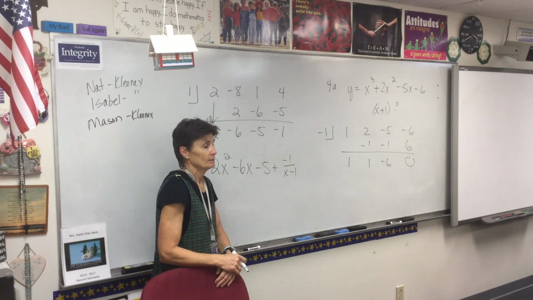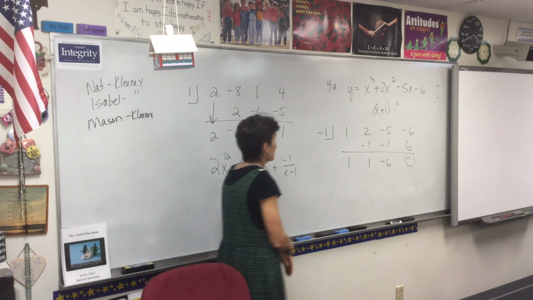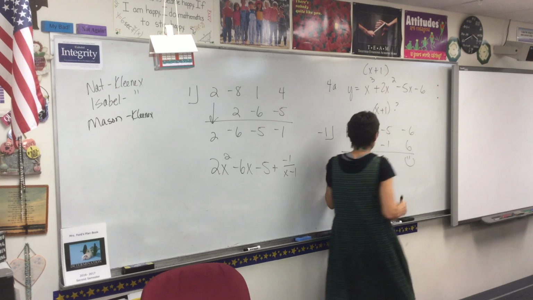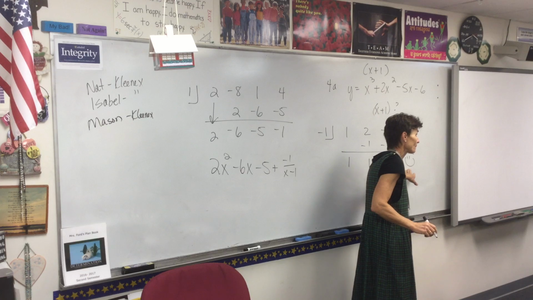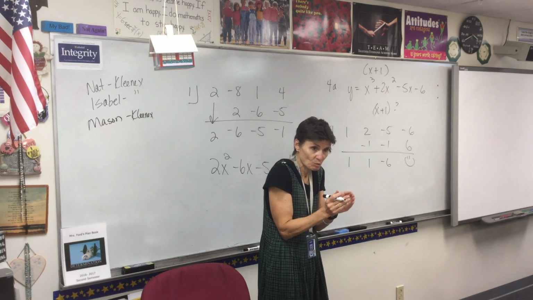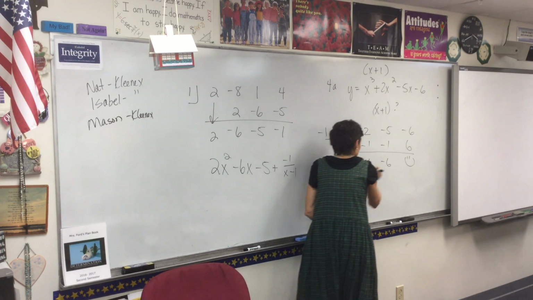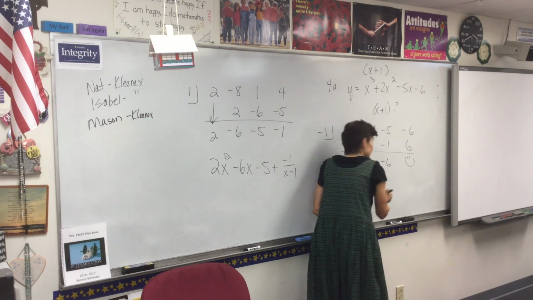It worked. So that means that one of my factors is x plus 1. Did everybody follow that? Did everybody get a remainder of 0 down here? Yeah. So that means one of my factors is x plus 1. It also means that I have an x squared plus an x minus a 6.